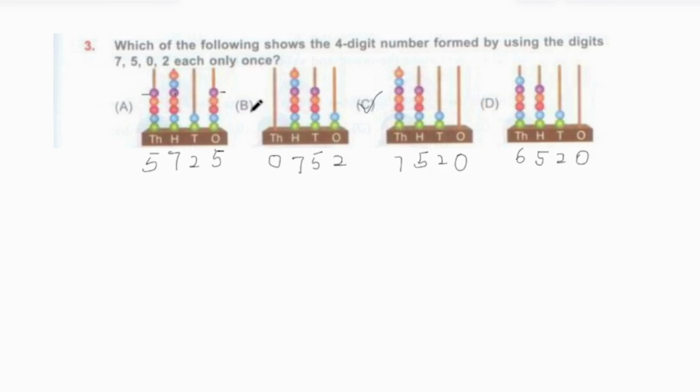In option B, if you see, you have 7, 5, 2 and 0, but it's starting with 0, so it's not a 4-digit number. You can eliminate B even without writing it. In option D, if you see even the first number, which is in the thousands position, you will realize that it has a 6, which is not among the digits in the question. So even without writing the numbers, elegantly you can simply choose option C as your correct answer.